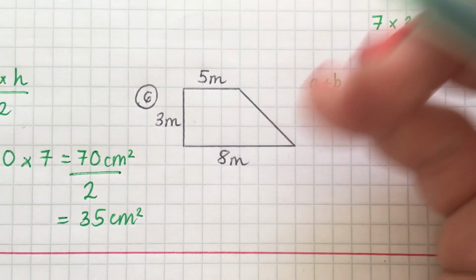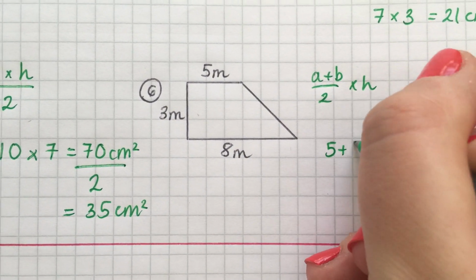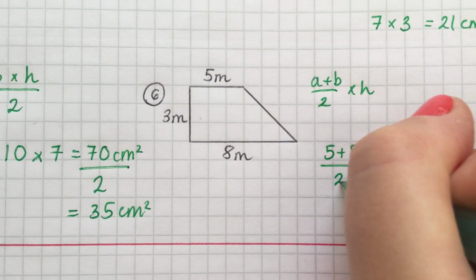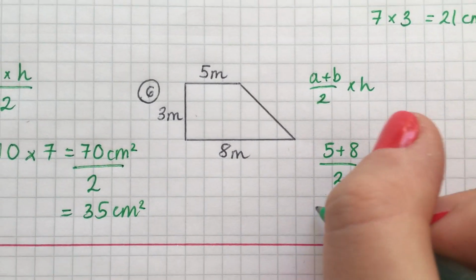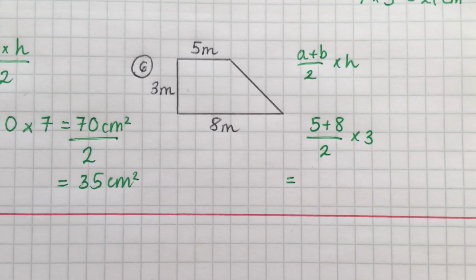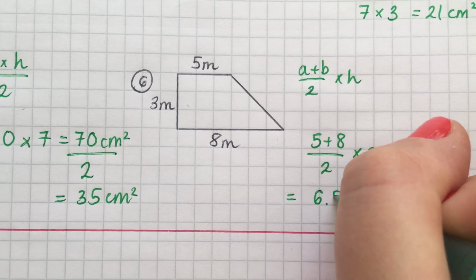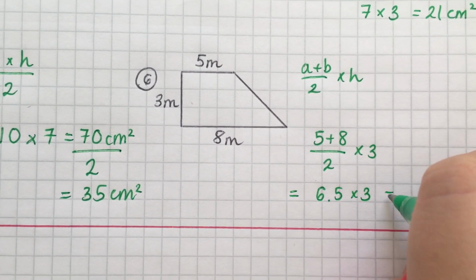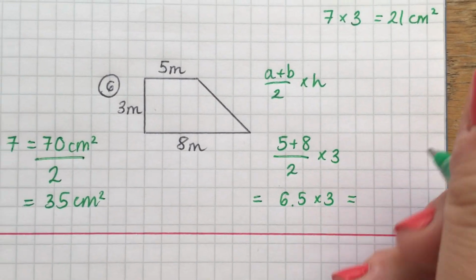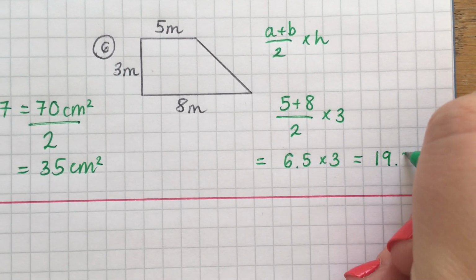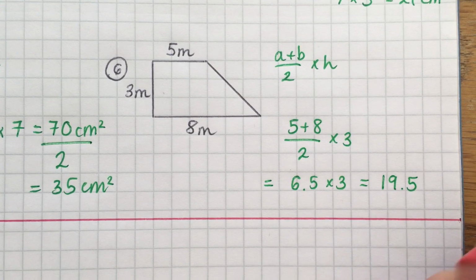Our 2 parallel sides are 5 and 8, so 5 add 8, and then we're going to divide it by 2 and then times it by 3. Now, 5 add 8 is 13. 13 divided by 2 is 6.5. So we're doing 6.5 times 3. You can use a calculator for this one, and it would be 19.5 meters squared.